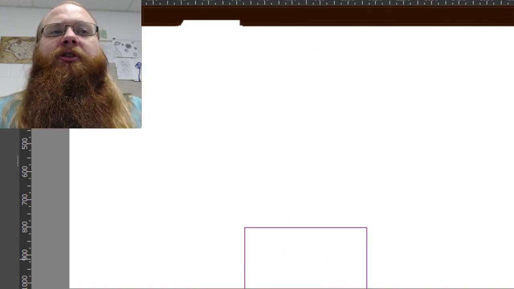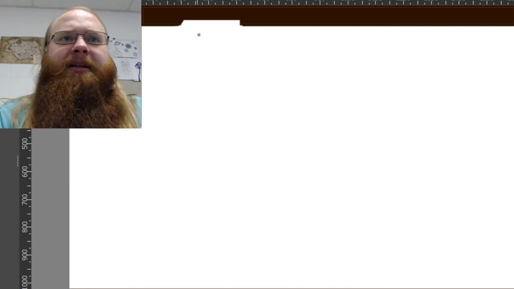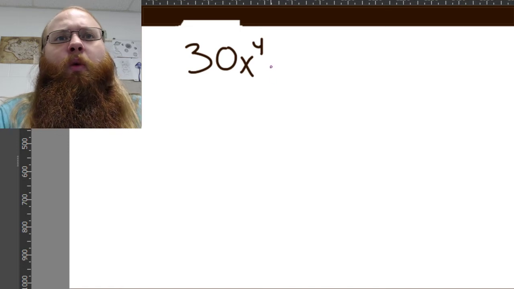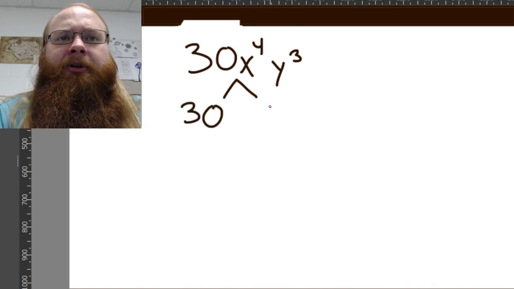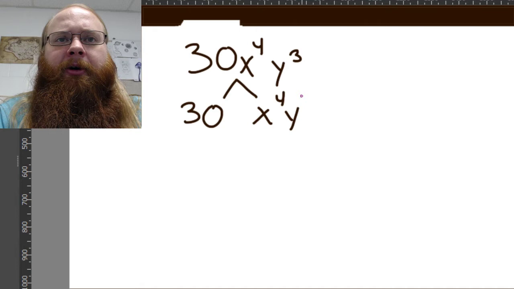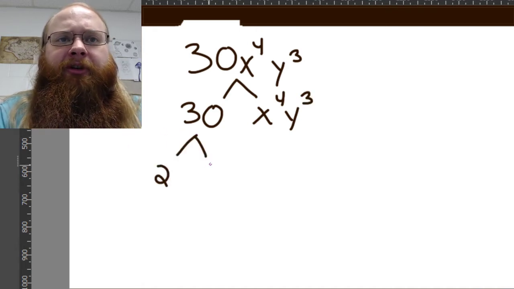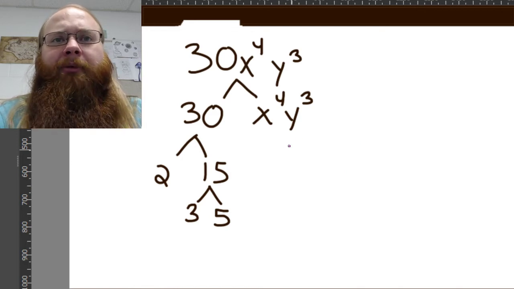So what do we do when there are variables involved here? Variables are kind of easy. Say I had 30x to the fourth y cubed. If I want to factor this out, the first thing I'm going to do is split my number and my variables apart. Now I factor my number just like I have been. So 30 is even, so I get 2 and 15. And 15 factors to 3 and 5. So we have our numbers down.